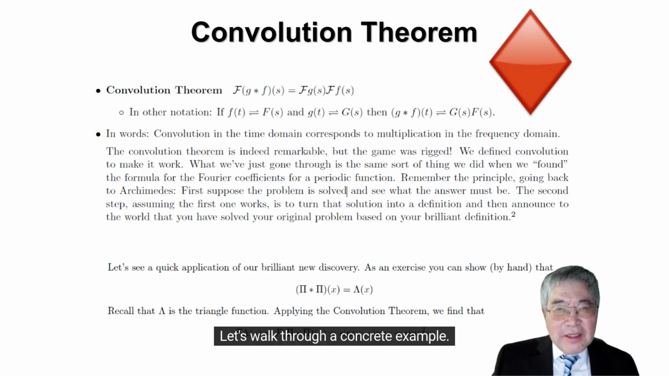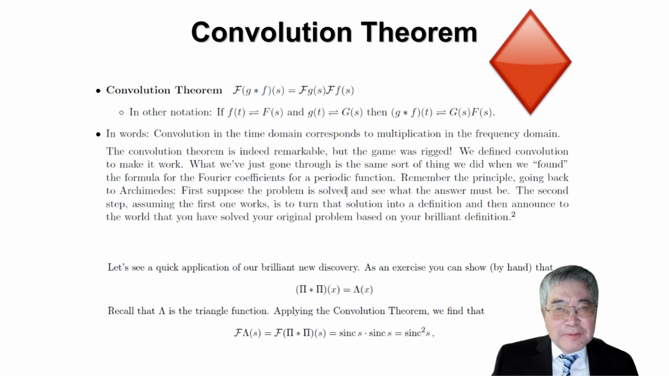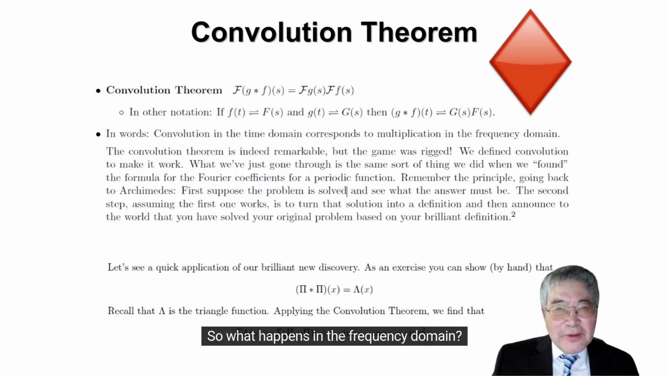Let's walk through a concrete example. Think about a gate function, also called a rectangular pulse. Its Fourier transform is a sinc function, which looks like a smooth wave with side ripples. Now, if we take two gate functions and convolve them in time, we get a triangle function. So what happens in the frequency domain?